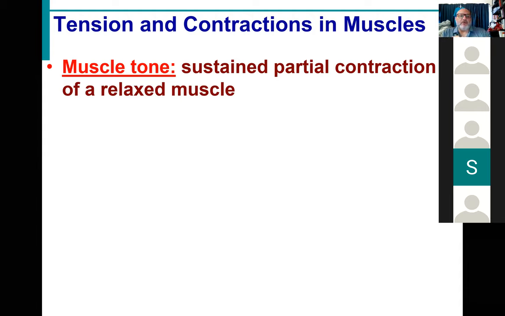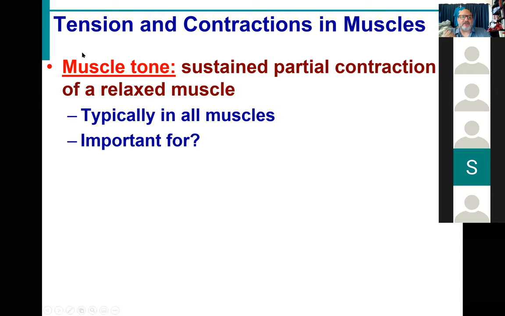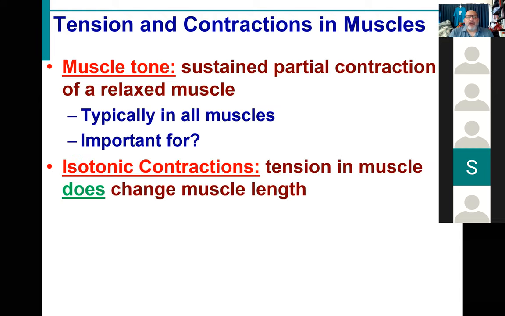But typically when we think of a contraction, we think of the effect of moving that body through space. When we move the body through space, we call that an isotonic contraction. Now, there is a lot in a name. Iso, what does iso mean?